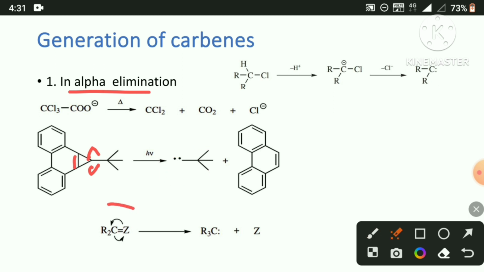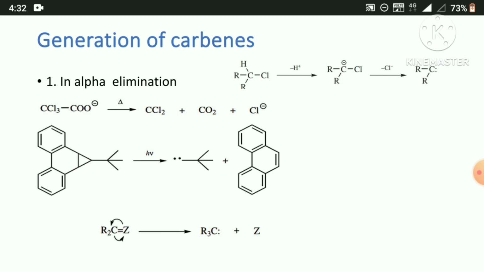Another: a carbon bonded with a heteroatom. This heteroatom is removed, and that leads to the formation of carbenes. R3 is not correct; it is R2C with 2 electrons. This is a carbene.